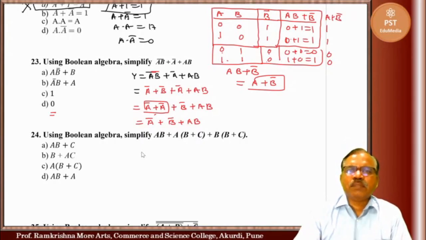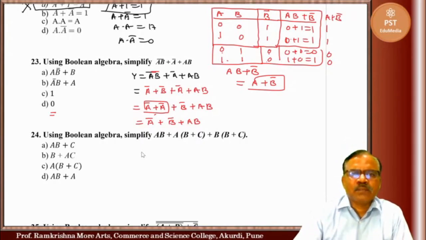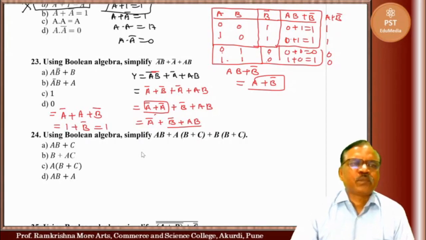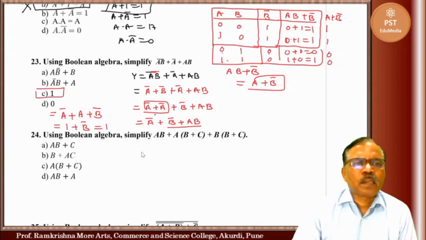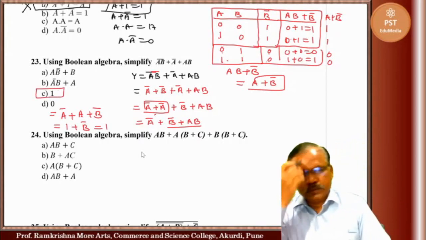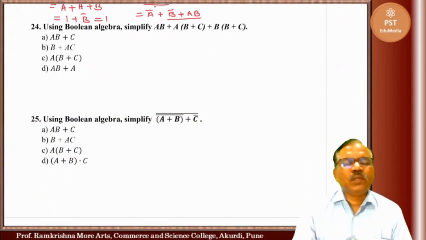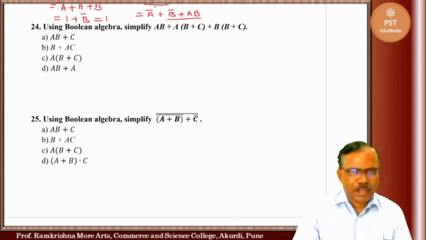So AB plus B bar will be equal to A plus B bar. So AB plus B bar will be equal to, so we'll get A bar plus A plus B bar. Now A bar plus A, that is 1. 1 plus B bar, that is also 1. So this is 1. This is 1. This is 1. Now next one, using Boolean algebra, simplify.